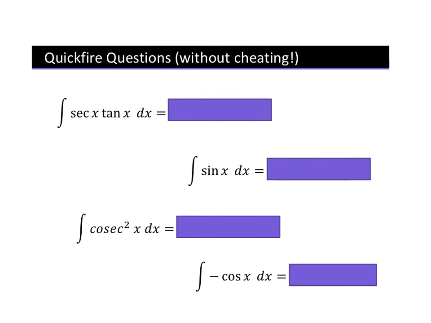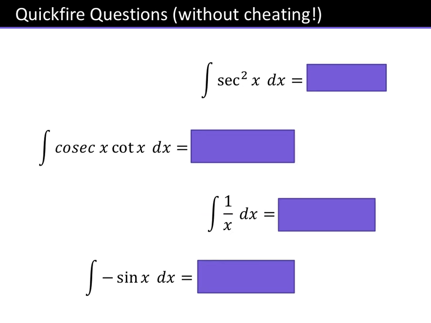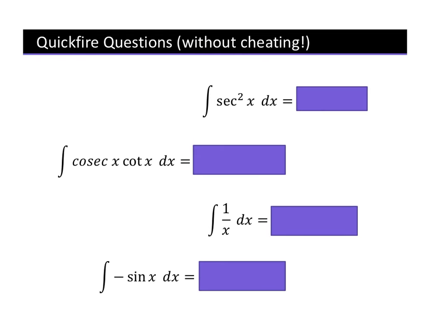So, quick fire questions. You should be able to reel these off. We know that the first one is sec x plus c. Sin x integrated is minus cos x plus c. Cosec squared integrated is minus cot x plus c. And minus cos x differentiated is minus sin x. Okay, I suggest you pause the video now and give these a quick go.